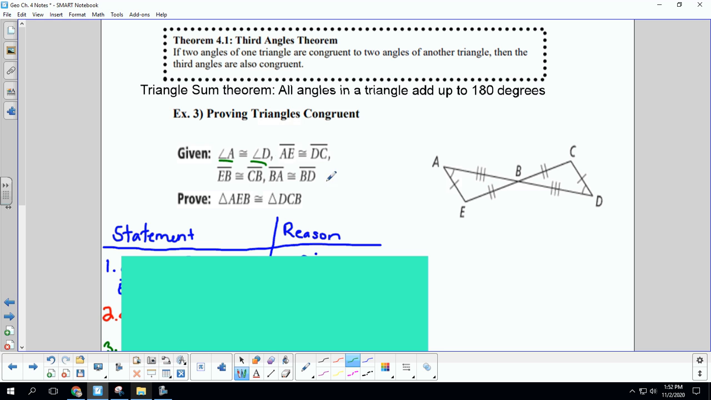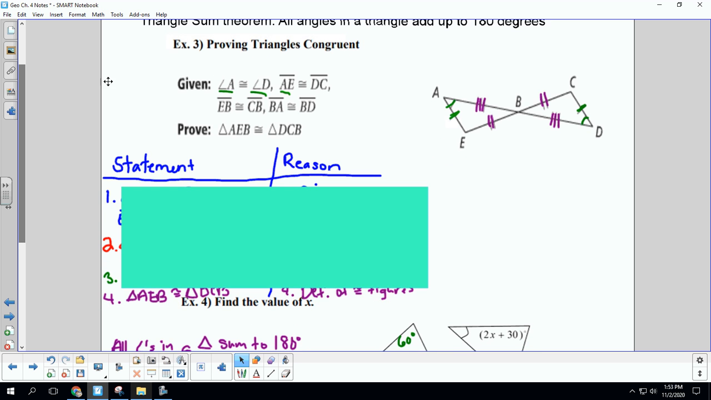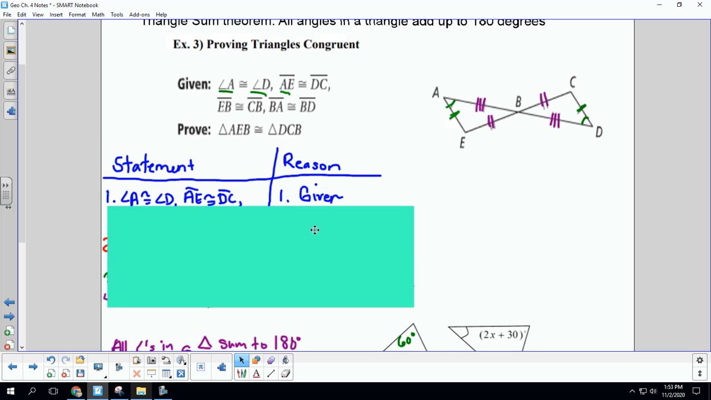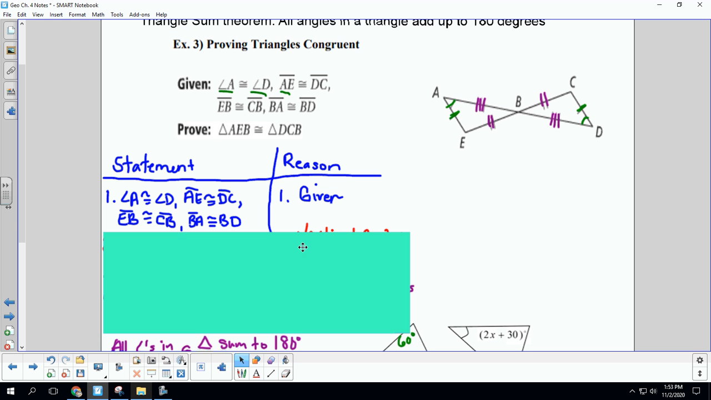Angle A is congruent to angle D. They have that marked. Side AE, this one here, is congruent to side DC. EB, this double guy right here, is congruent to CB. And BA is congruent to BD. All right, so the first thing we want in a statement for geometry is all of our givens. So we're just going to write down all of our givens. We've just went over it.